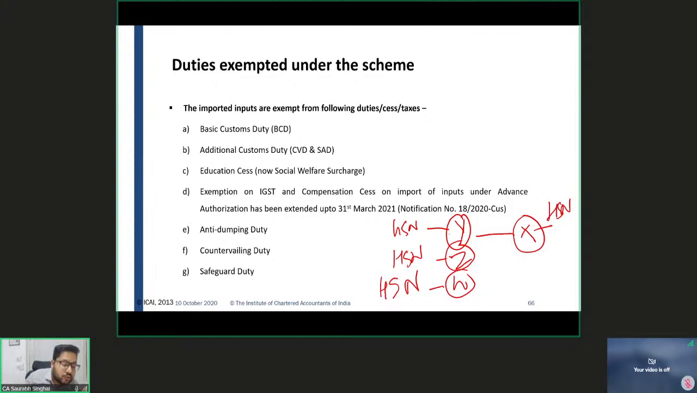What all duties do I not have to pay? I don't have to pay BCD. I don't have to pay social welfare surcharge. Ignore this because it is no more there now, only for a few goods. I don't have to pay IGST also. I don't have to pay compensation cess also. This is very, very, very relevant, and we will understand why it is relevant. It has relation to your refund chapter.